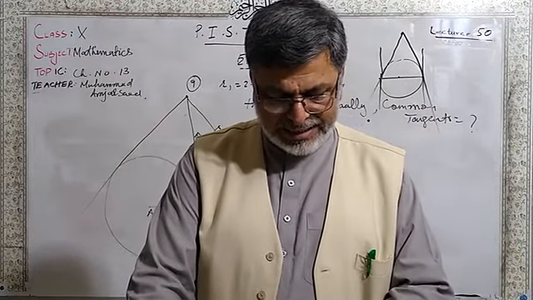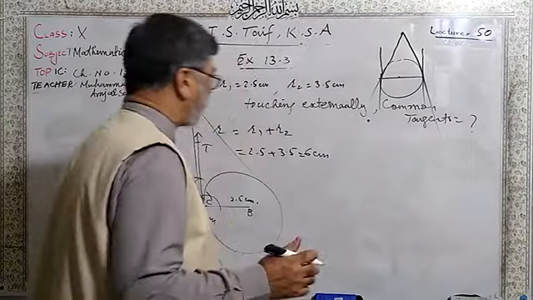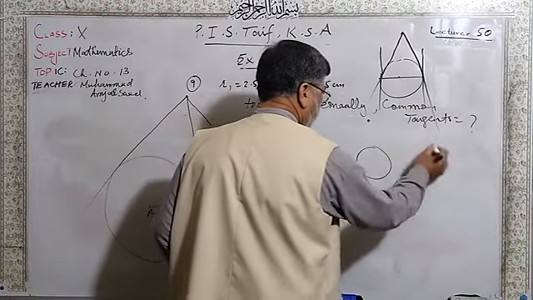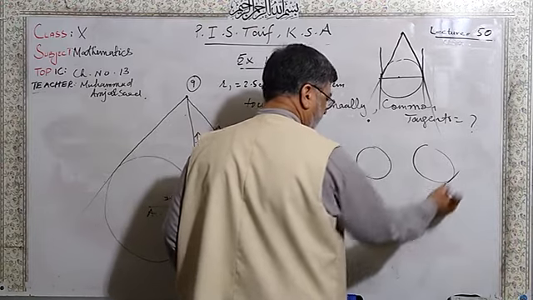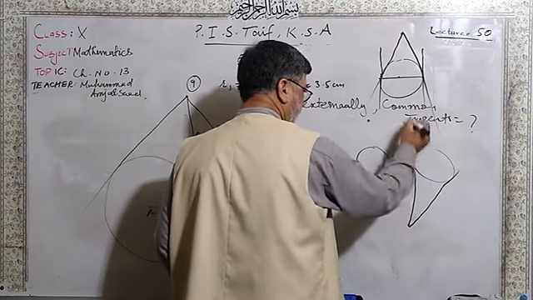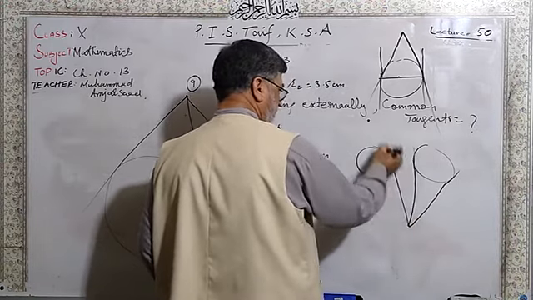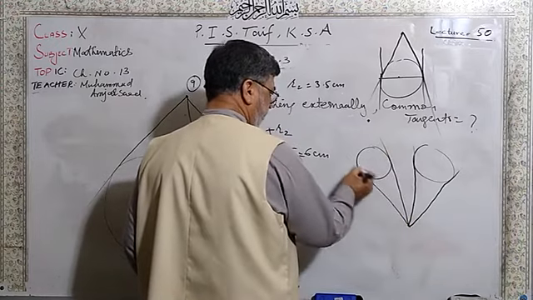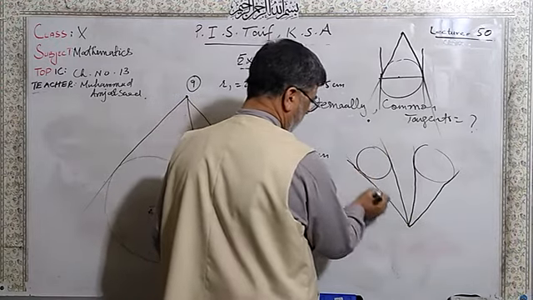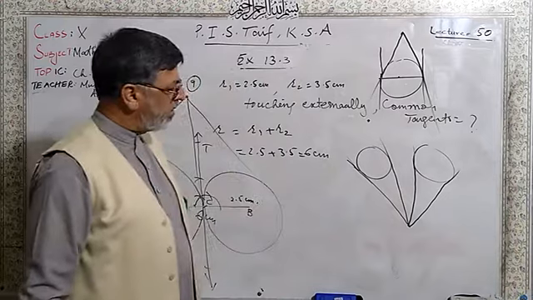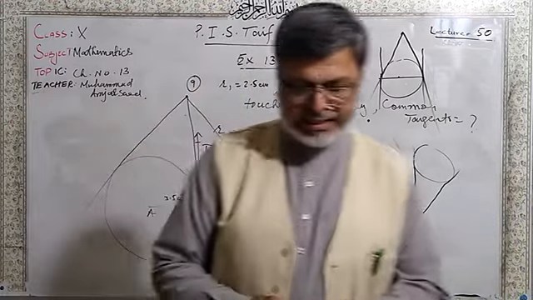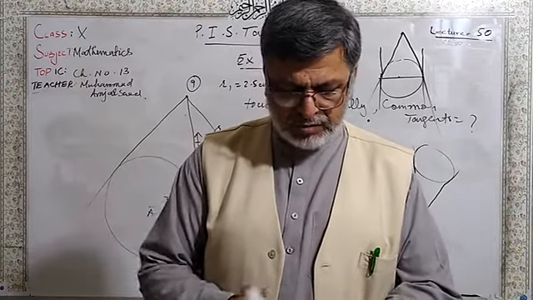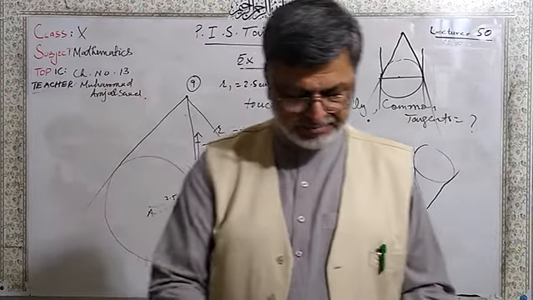How many tangents can be drawn to two disjoint circles? These are two disjoint circles. From the point, one tangent, second tangent, third tangent, and fourth tangent. So in this way, for two disjoint circles, four tangents can be drawn. So option C is correct.